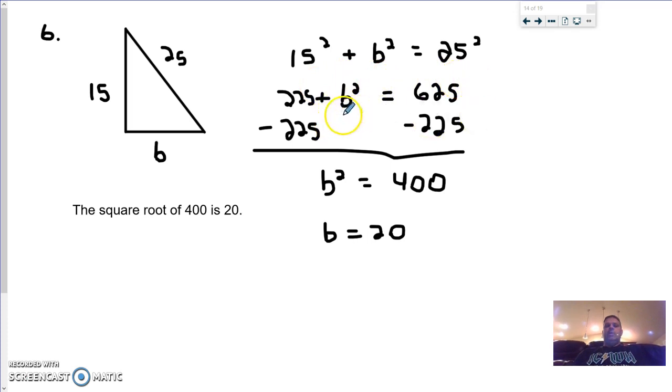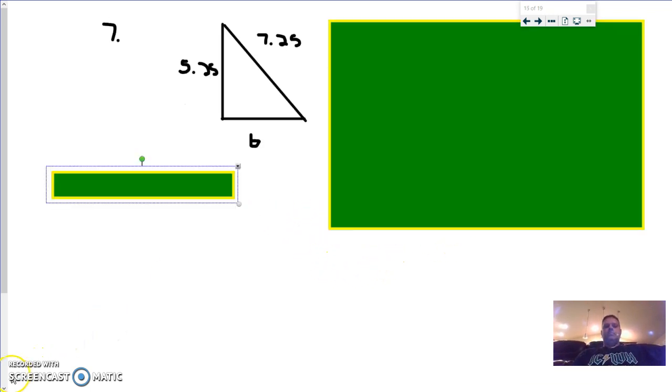To get b squared all by itself, we need to subtract 225 from both sides to keep the equation the same. When we do that, we are left with b squared on the left, 400 on the right. We take the square root of 400 and get 20. We take the square root of b squared and get b. Therefore, b equals 20.